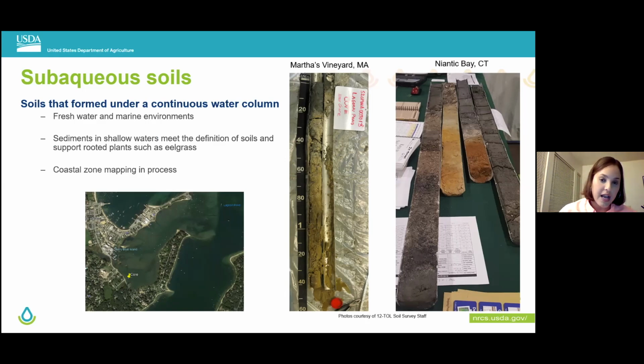Here you have an example of some of the cores that we extracted from Massachusetts and Connecticut last year. Take a look at the core. It's gray, but you can also see the layers. You can see some yellowish colors, some reddish colors, so you can tell those are different layers.